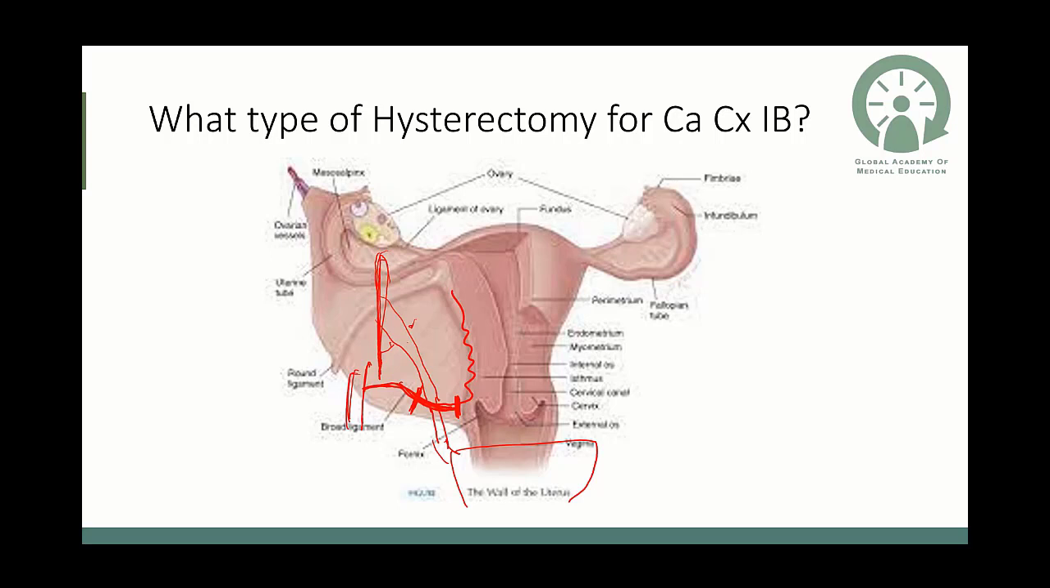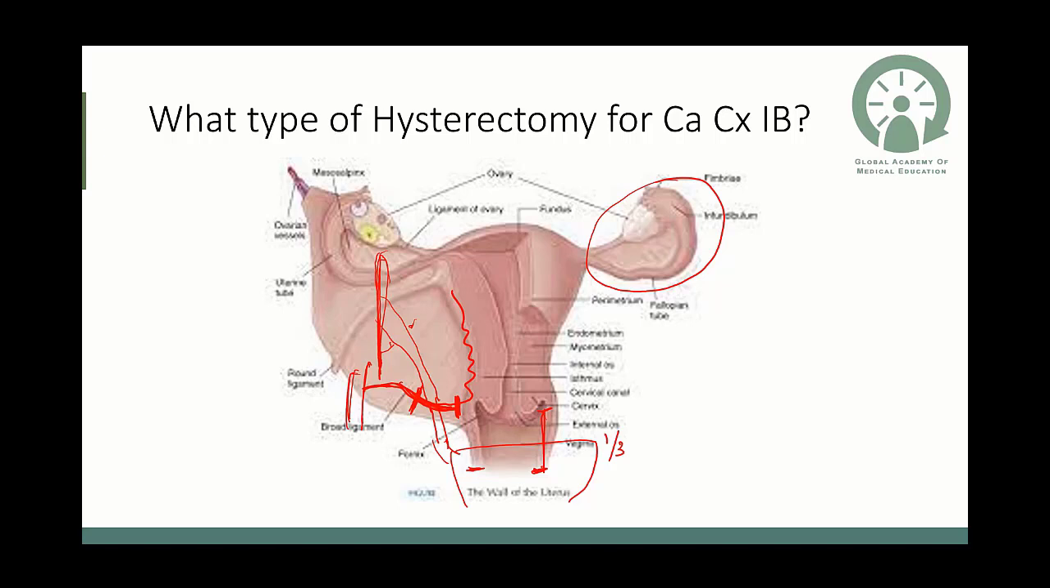At least half of the parametrium is removed, and BSO becomes a mandatory step here. Along with that, the vagina is dissected till the upper one third, right? So this is known as the Wertheim's hysterectomy or modified radical hysterectomy.